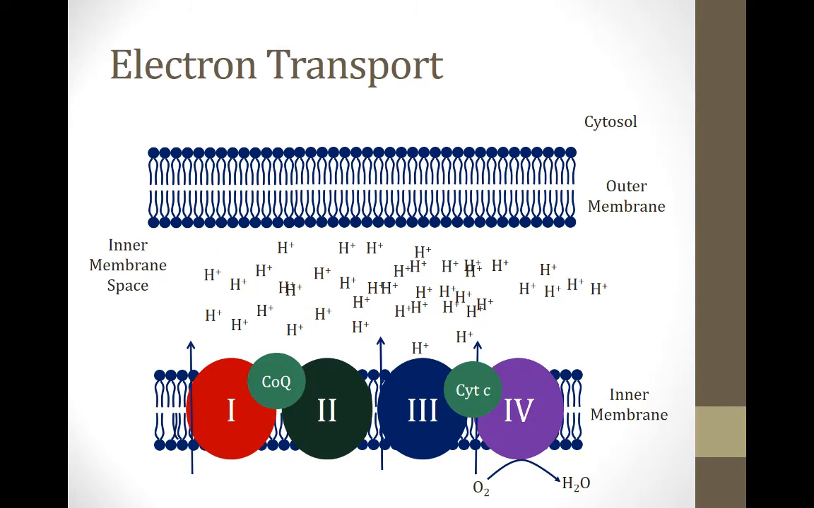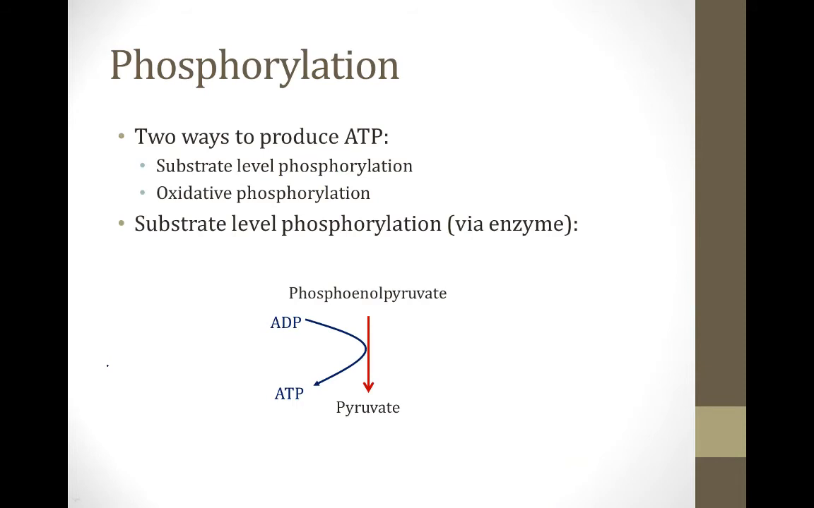So here's a picture to bring this whole process together. Complex 1 can transfer electrons to coenzyme Q, which can then pass the electrons on to complex 3. In addition, complex 2 can also transfer electrons to coenzyme Q. Complex 3 passes electrons to cytochrome C, which then passes them on to complex 4, and then complex 4 passes electrons onto oxygen to make water. Throughout this whole process, hydrogen ions are being pumped into the intermembrane space where they accumulate and will later be used to generate ATP.